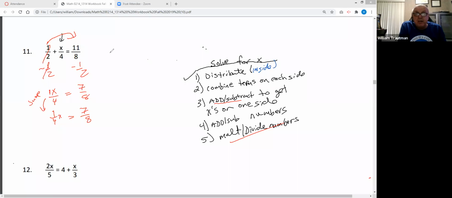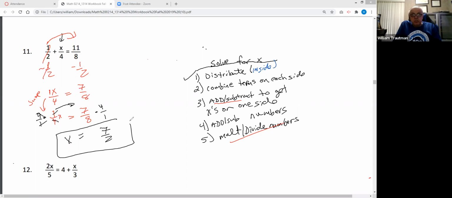So I need to now just get the 1/4 to the other side. It's multiplying, so we're going to multiply by its reciprocal. And we get x equals 7 over 2 when you multiply 7/8 times 4 on your calculator.